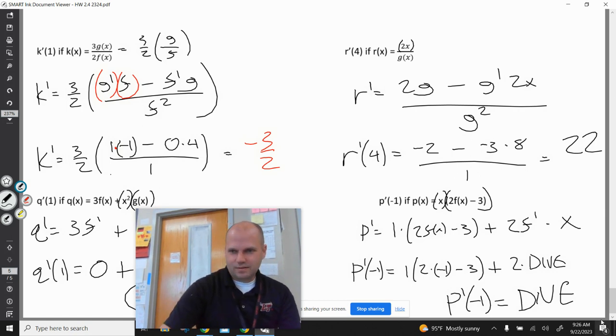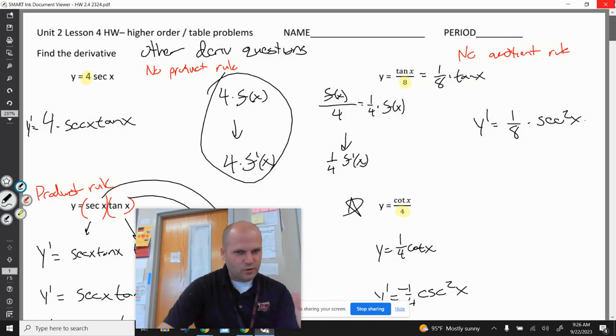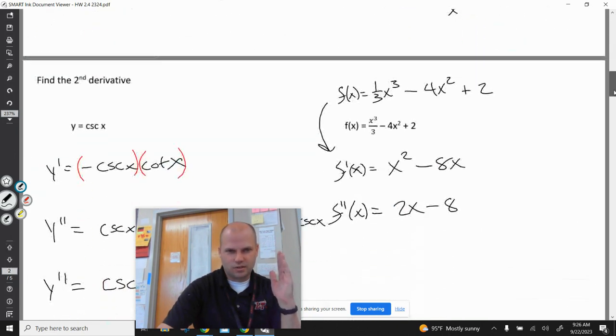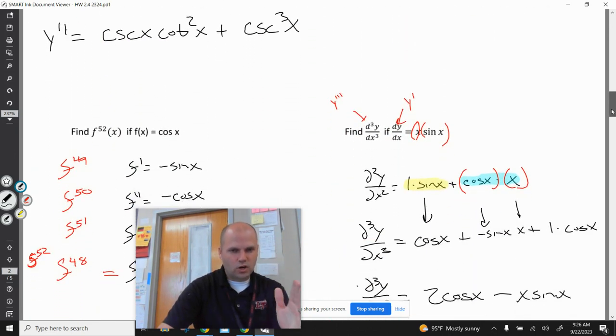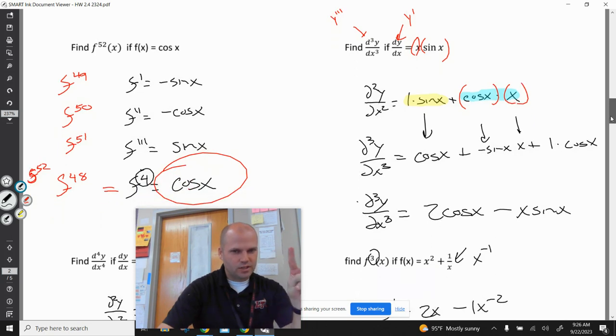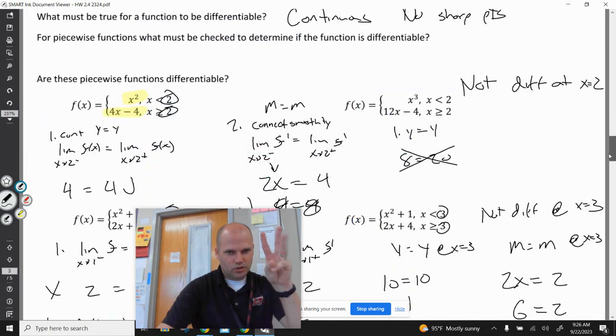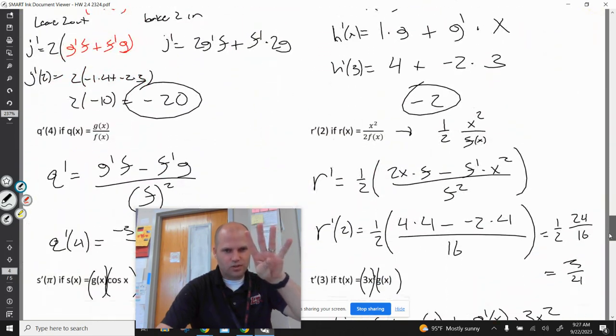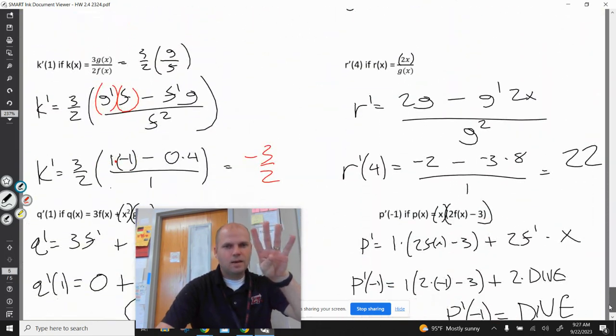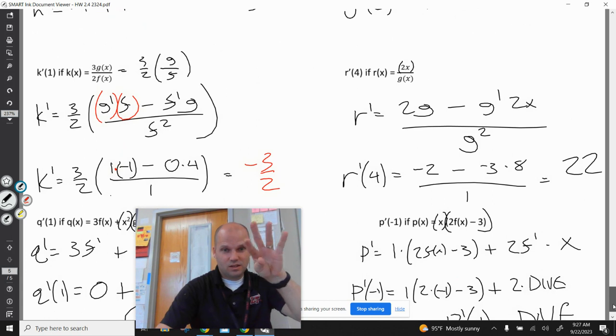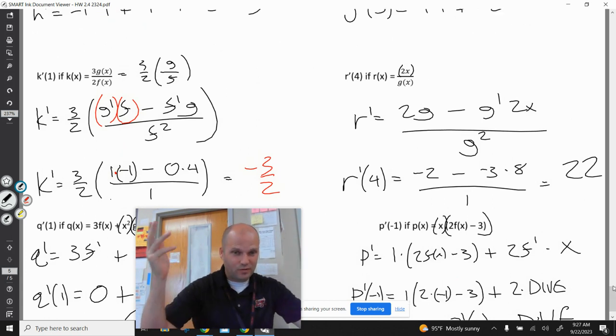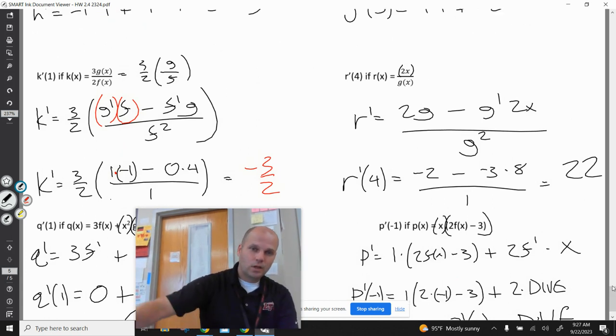Tricky stuff, guys. I'll give you the formulas for your quiz for secant, cosecant, tangent, cotangent. You're in charge of knowing higher order derivatives. That's the second thing. You're in charge of these differentiability questions, and you're in charge of these notational derivatives. Four different things, all tricky derivatives. That's lesson 4. Peace.